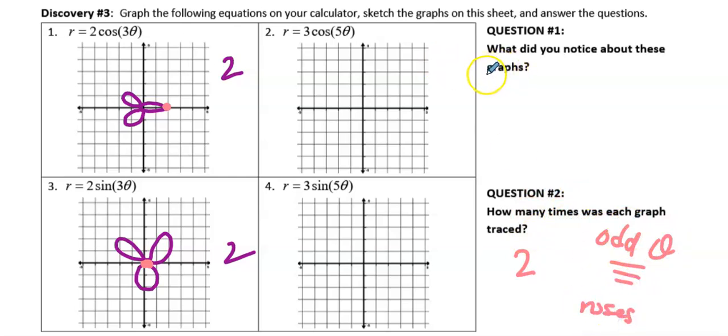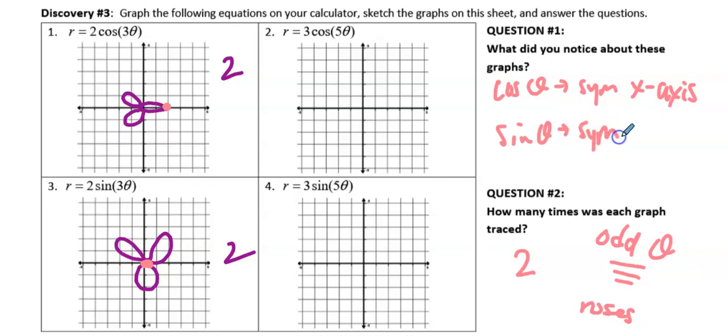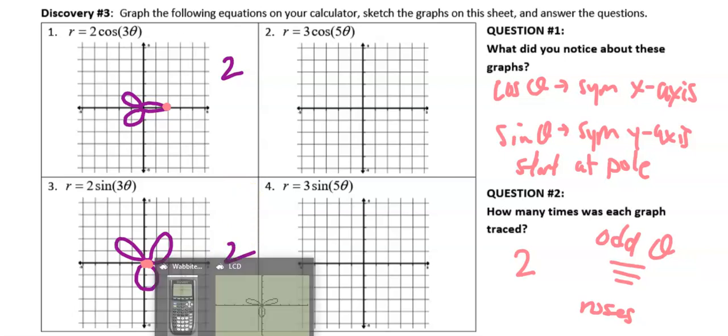What do we notice about our graphs? If it's a cosine graph, then we know it's going to be symmetric to the x-axis, and it's going to start on the x-axis. If it's a sine of theta, we know it's going to be symmetric to the y-axis, and it starts at the pole.